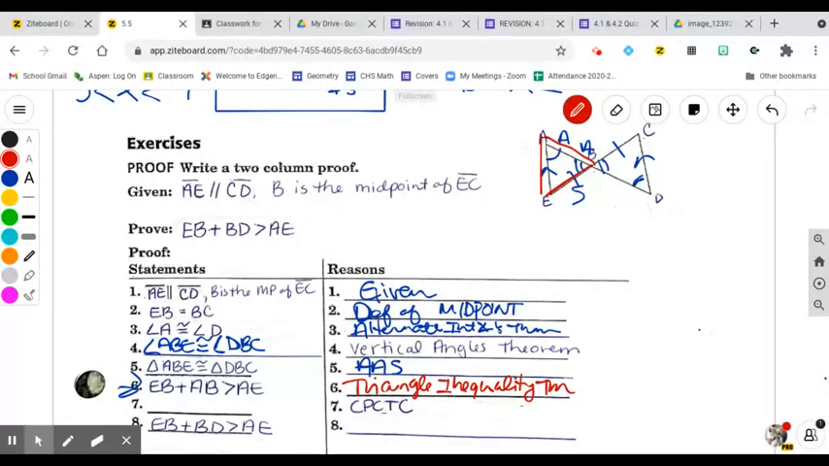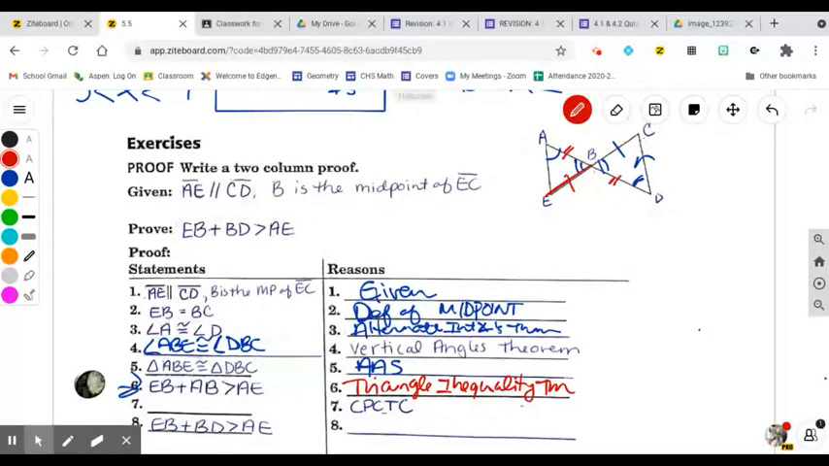Okay, next it says CPCTC. So technically we could really use any of these corresponding parts, but let's be strategic here with which ones we use. If in the end we want it to say AB plus BD is greater than AE, notice that everything is the same except we end up switching AB to BD. So right now what we could say is that AB is equal to BD. And then we could do some substitution to get our final answer.